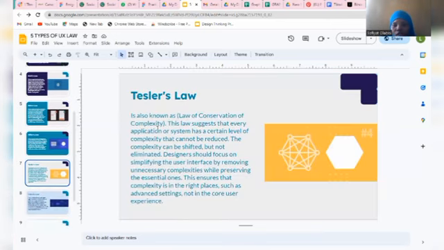Tesler's law is also known as the law of conservation of complexity. This law suggests that every application or system has a certain level of complexity that cannot be reduced. Designers should focus on simplifying the user interface by removing unnecessary complexities while preserving the essential ones. This ensures that complexity is in the right place, such as advanced settings, not in the core user experience.